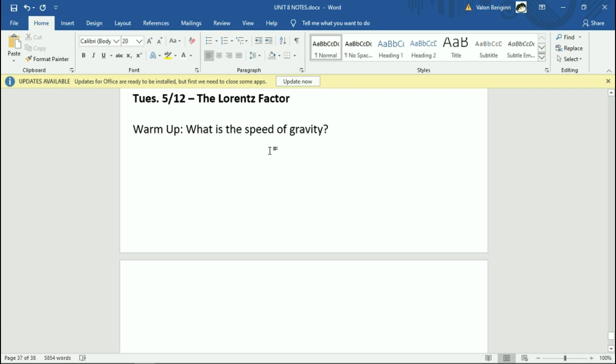All right, today we are going to get into the meat and the gristle of relativity, special relativity more specifically. But first, your warm up question, and this ties into what I mentioned for yesterday. What is the speed of gravity? It's not instantaneous. There is a speed to gravity, and what is it?